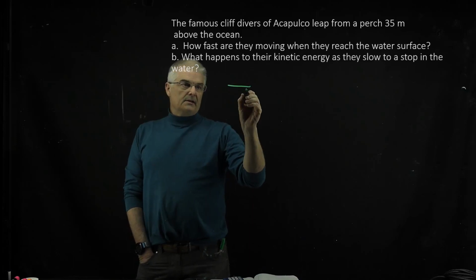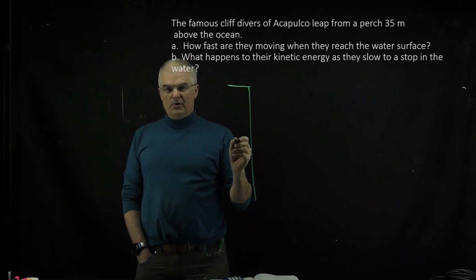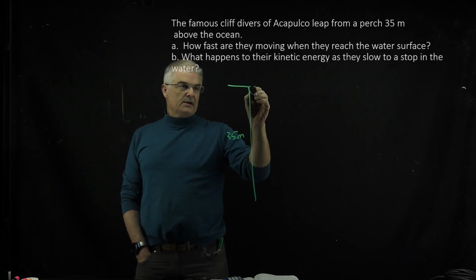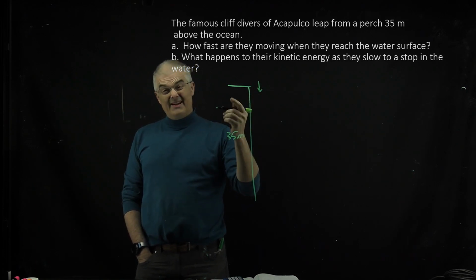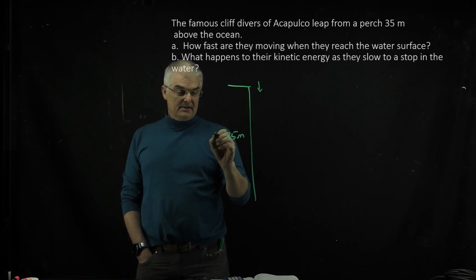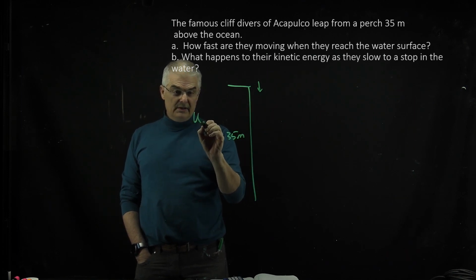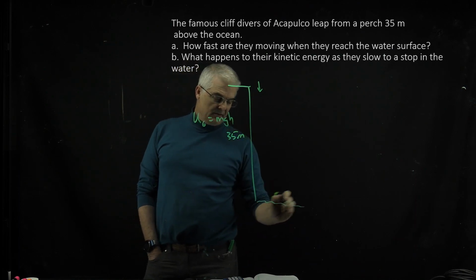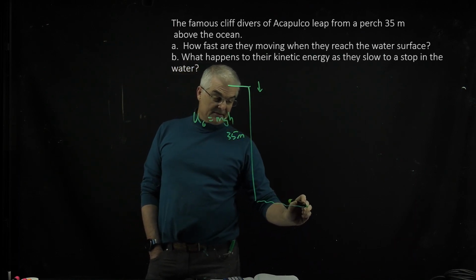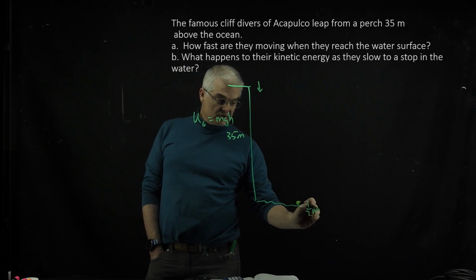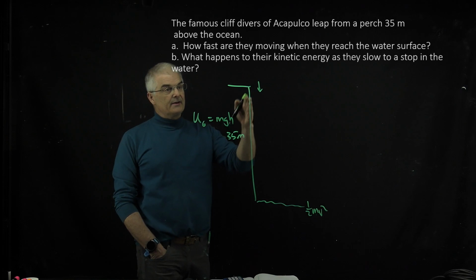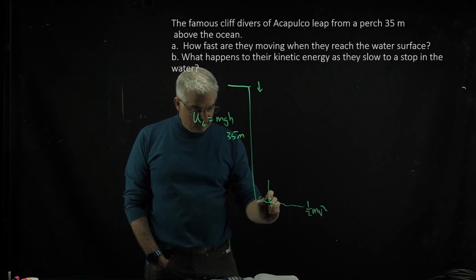So we've got the cliff divers, and we know that they're 35 meters above the ocean. And so as they're diving down, we know their potential energy, U of gravity, is mgh. And by the time they hit the water below, the only thing they'll have is kinetic energy, 1/2 mv squared. You're solving for their final velocity. So that's the final velocity just as the guy enters the water.